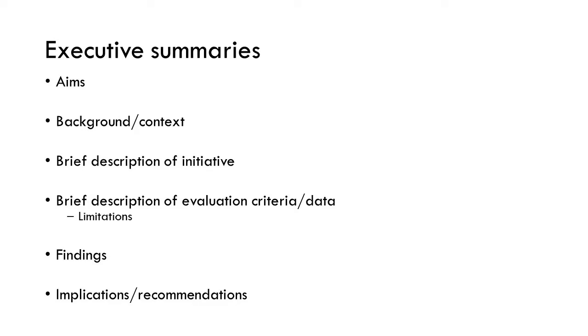Things to think about as you're writing an executive summary are to include the aims of the project, the background or the context that you're operating in, a brief description of the initiative, and some justification for why you think it would be effective. And following that up then with things like the evaluation criteria and data, including limitations, which you'll need to kind of justify or contextualize. Then, of course, the findings and the implications and recommendations. And you need to do all of that as succinctly as possible.